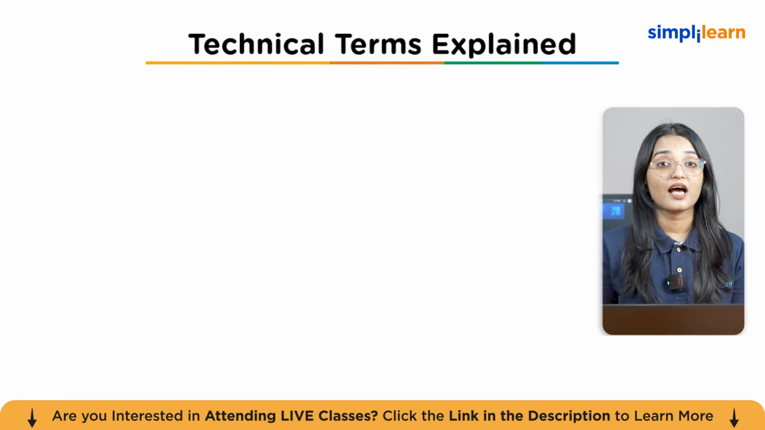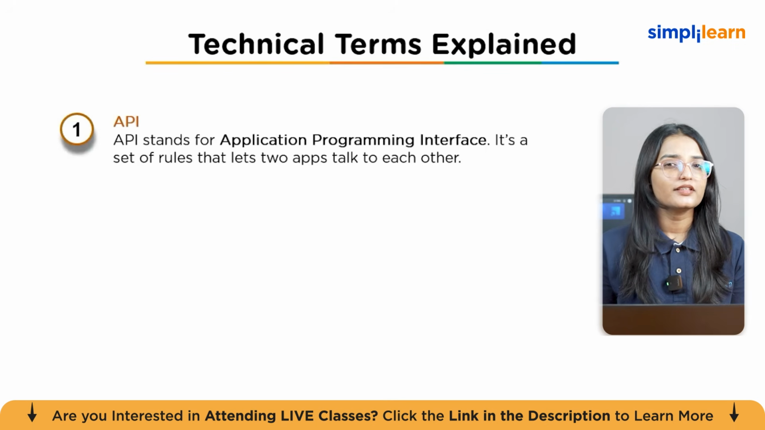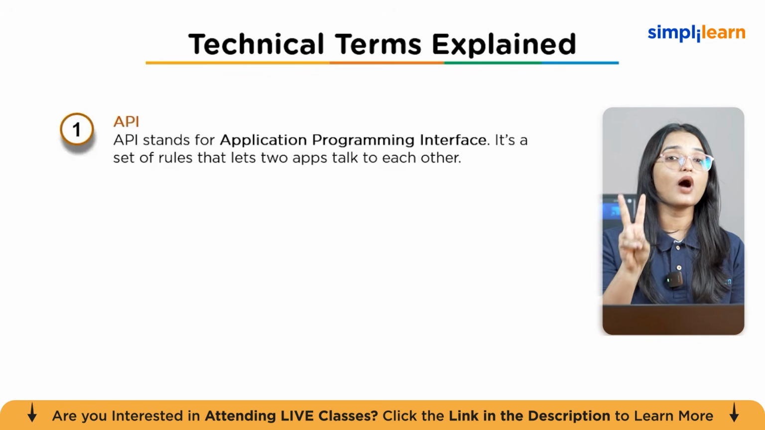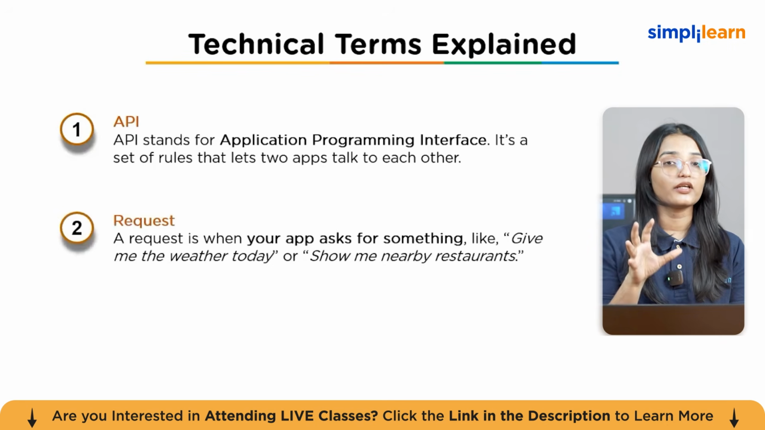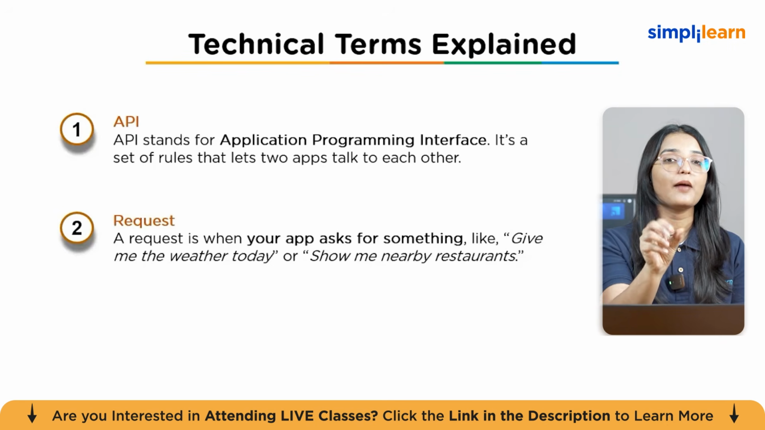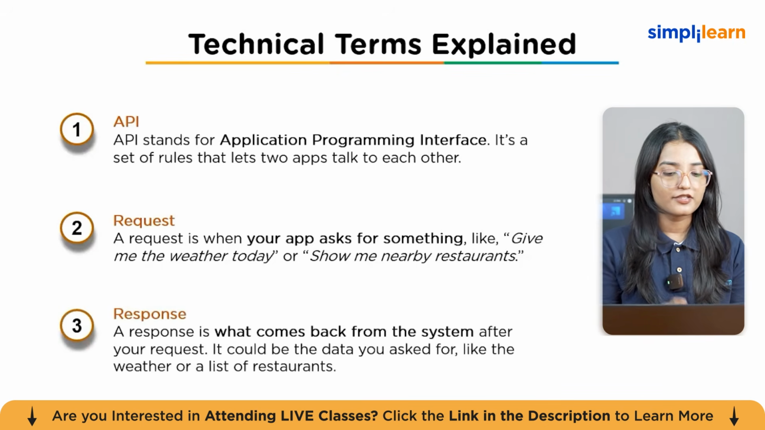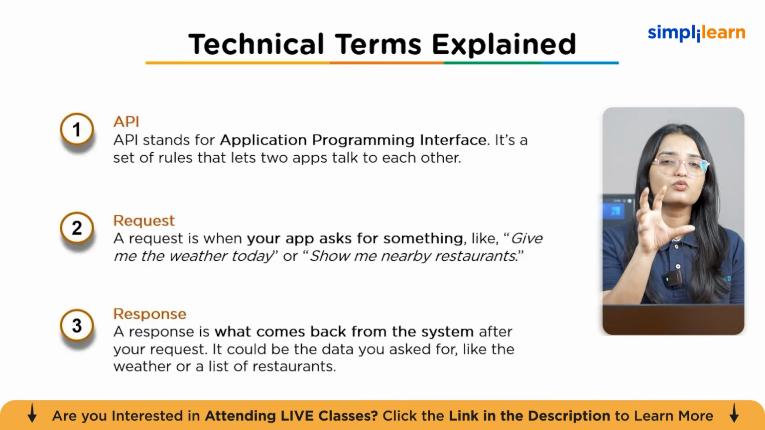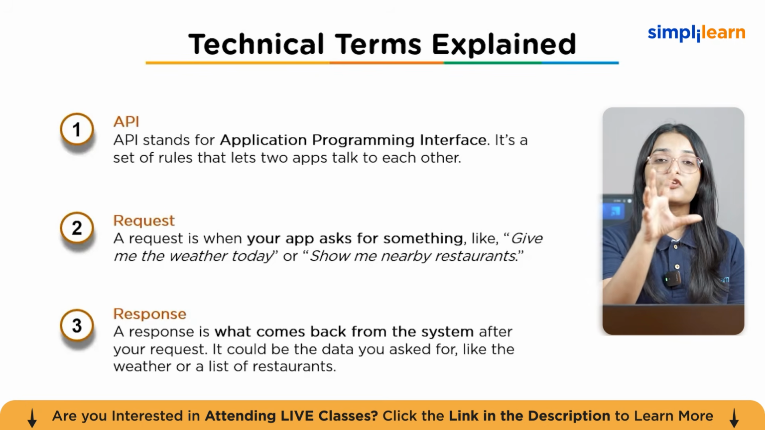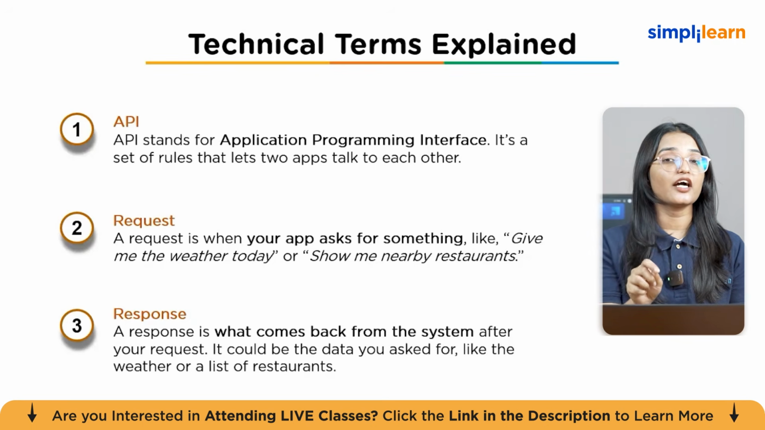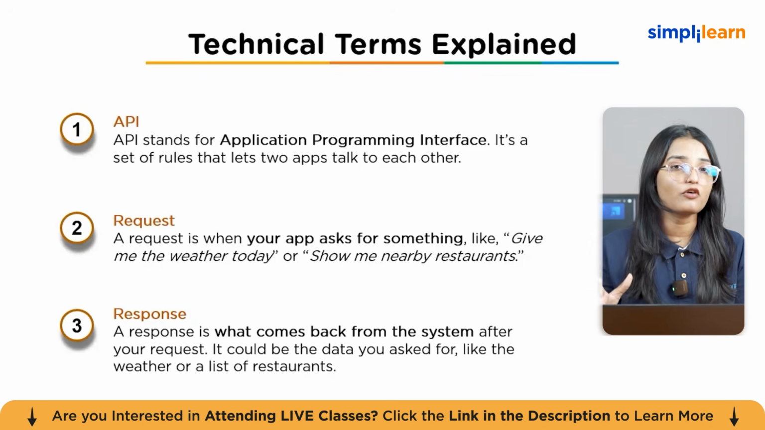Now let's move on and understand some technical terms. These terms are related to APIs and will make things very clear for you. So the first term we have got is API. API stands for Application Programming Interface. It's a set of rules that lets 2 apps talk to each other. Next we've got request. A request is when your app asks for something like give me the weather today or show me nearby restaurants. Next, you've got response. A response is what comes back from the system after your request. It could be the data you asked for, like the weather or a list of restaurants.